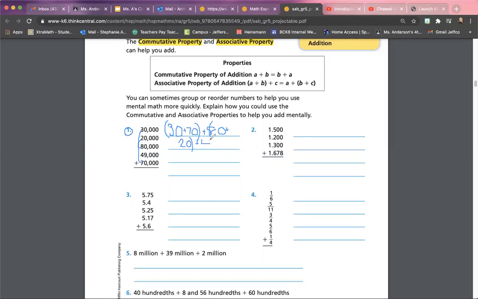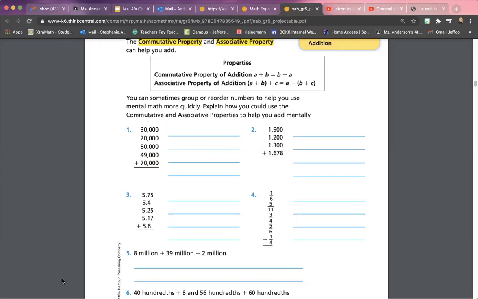So I would say something like, well, I use the associative property because I created groups of numbers in parentheses that I know add up to 10 in our fact families. Doesn't matter what order I put these in. I could do 70 plus 30 plus 20 plus 80 plus 49, or I could do 80 plus 30 plus 70 plus 20 plus 49, still the same answer. But we're gonna work on these mental strategies today.